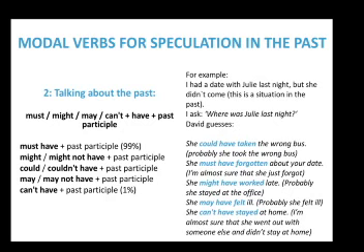Now, this is what concerns us. This is what we are talking about in this course, in English 4, which is modal verbs for speculation in situations in the past. So we use must, might and might not, may and may not, can't, plus have plus the past participle.